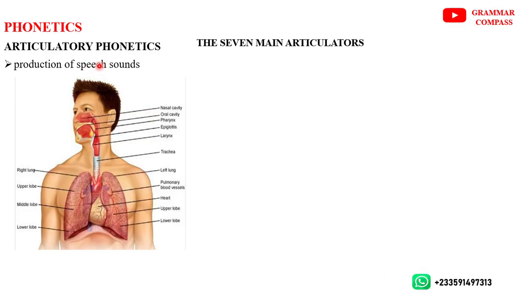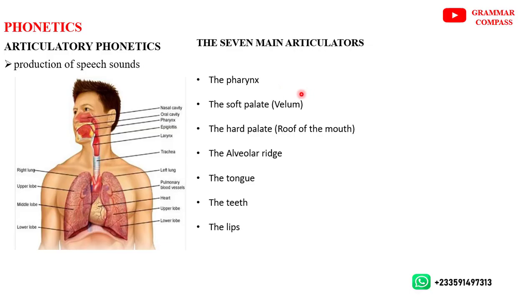Now, whenever we say articulatory phonetics, that is the production of speech sounds, there are 7 main organs that are responsible for articulation, that is the production of speech sounds. What are these 7 articulators? 1 is the pharynx, 2 the soft palate or velum, 3 the hard palate or roof of the mouth, 4 the alveolar ridge, 5 the tongue, 6 the teeth, and then the last one is the lips. So all these articulators are responsible for producing speech sounds.